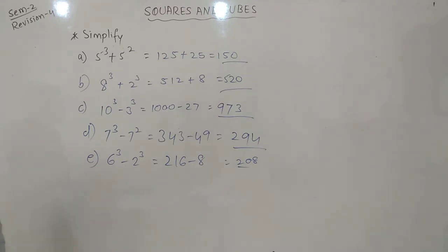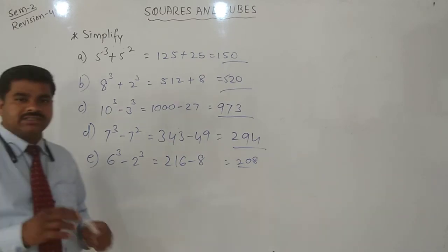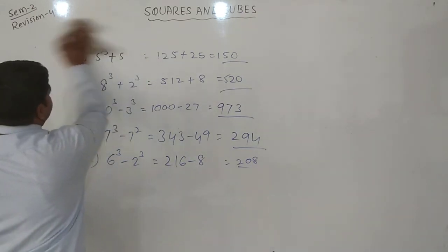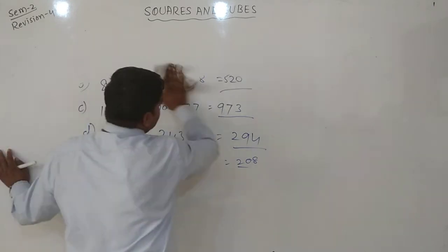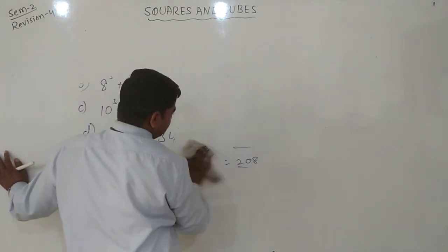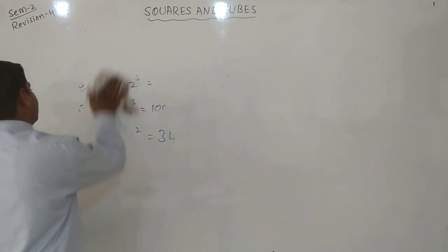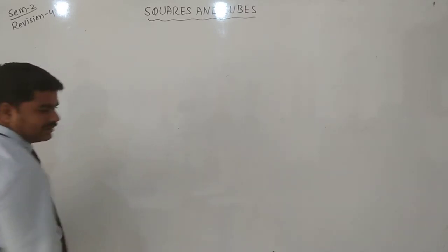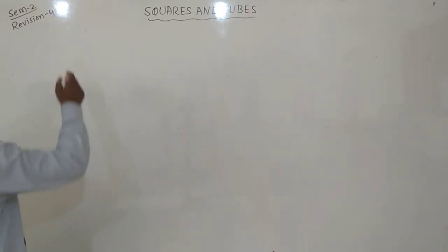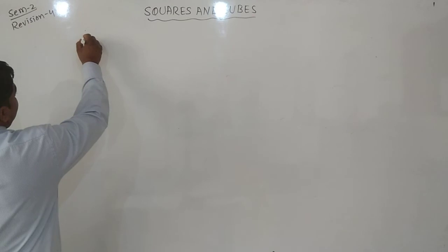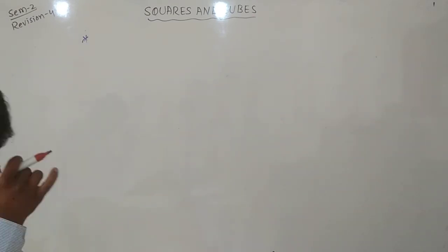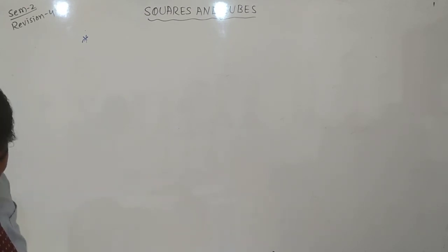And without actual multiplication, we can find the square and cube of some numbers, that is 20, 30, 40, 50, 60, like that. Very simple. Why? We already know how to get the square. 10 square is 1 after 2 zeros. Find the squares of these numbers without actual multiplication.